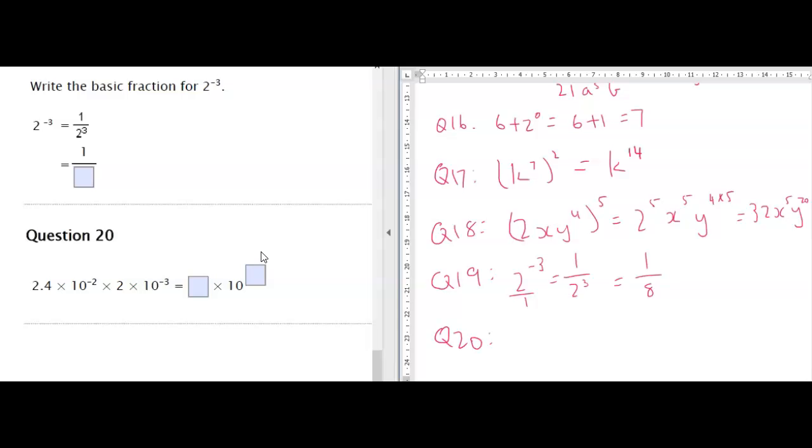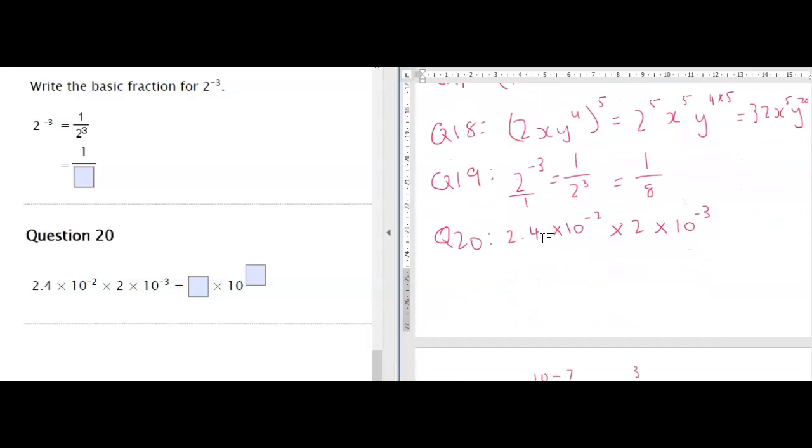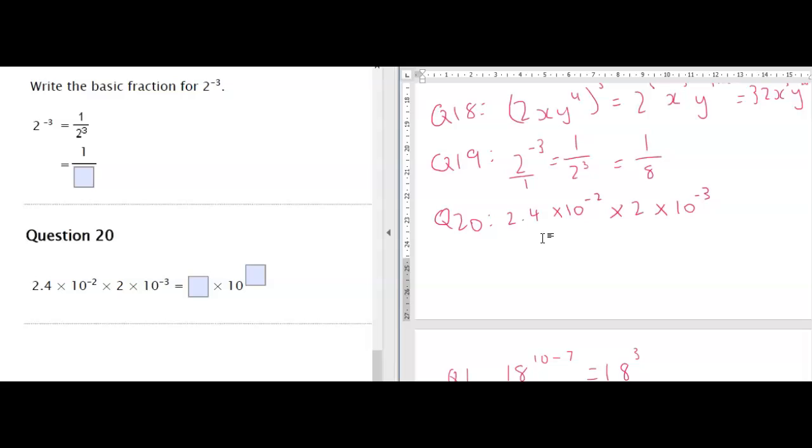So question 20, we have 2.4 times 10 to the -2 times 2 times 10 to the -3. So I'll just do this underneath. So 2.4 times 2 is 4.8, and then we've got 10 to the -2 plus -3 is -5. So it's leaving your answer as a negative power.